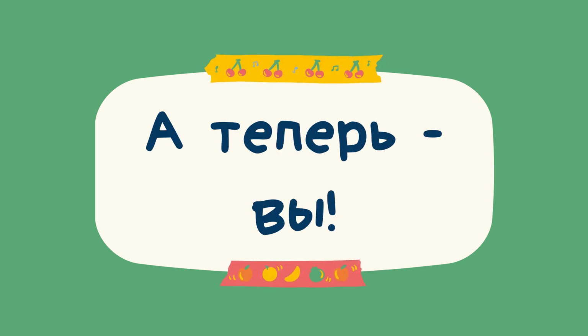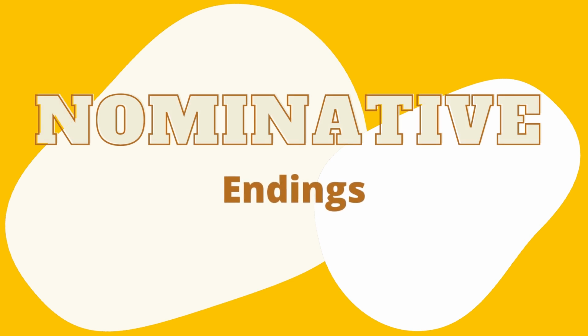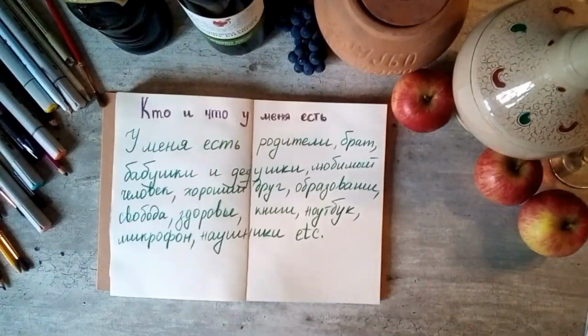So now it's your turn to write it. But what is the ending? Ending is usually one or two vowels at the end. No vowels at the end, no ending. Here we have a list of cool people and things that we have. Let's decorate it.